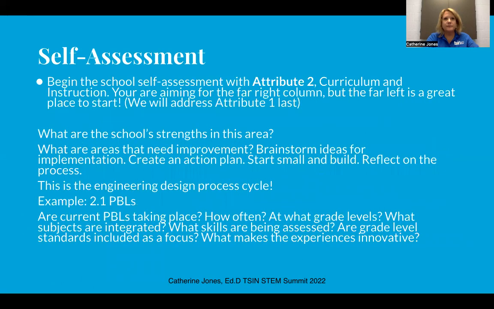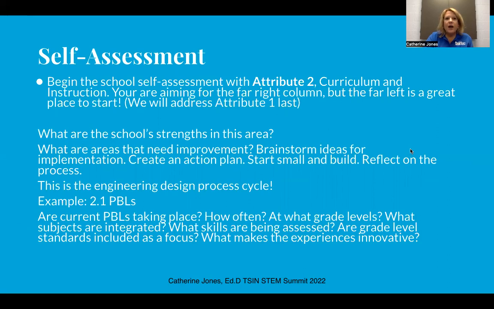Begin the self-assessment with attribute 2. I recommend this because attribute 1 has a lot of parts that are embedded in attributes 2, 3, 4, and 5. So if you start with 2 and work your way through 5, a lot of the work for attribute 1 will be done for you. So attribute 2 is curriculum and instruction. You're aiming for the far right column, but the far left is a great place to start. We will address attribute 1 at the end.